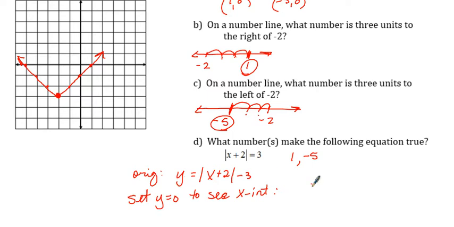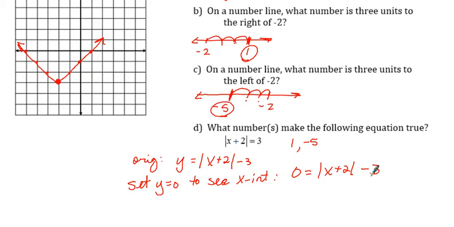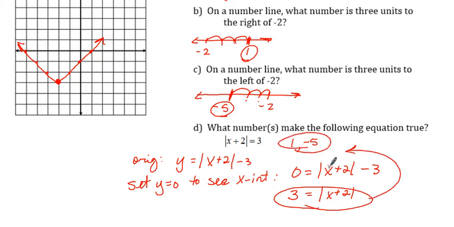So let's do that here. If we take this and set 0 equal to absolute value of x plus 2 minus 3, let's add 3 to both sides. We've got to isolate that. That's where we get this from, right? We set y equal to 0, and we solve that. So when we solve this, we got 1 and -5.